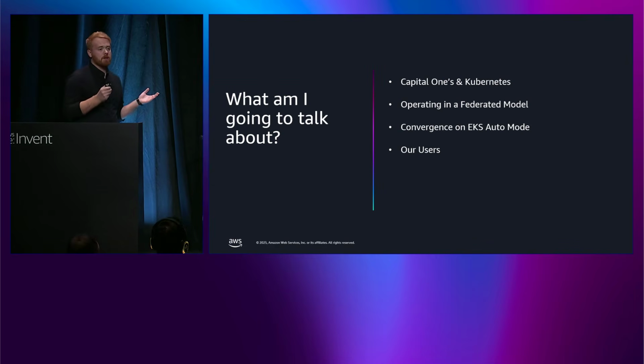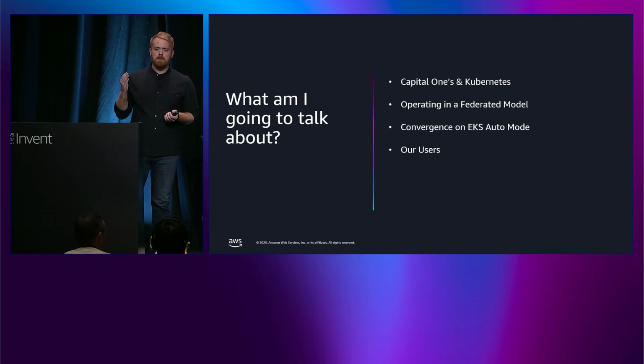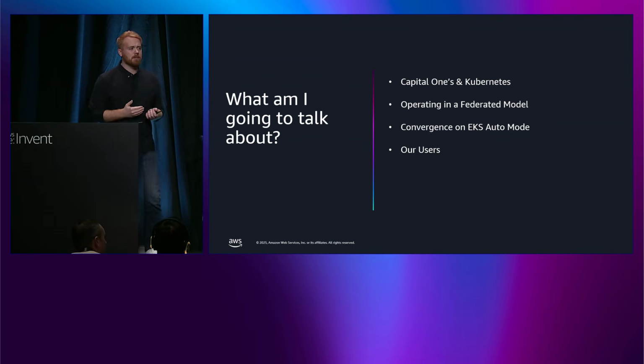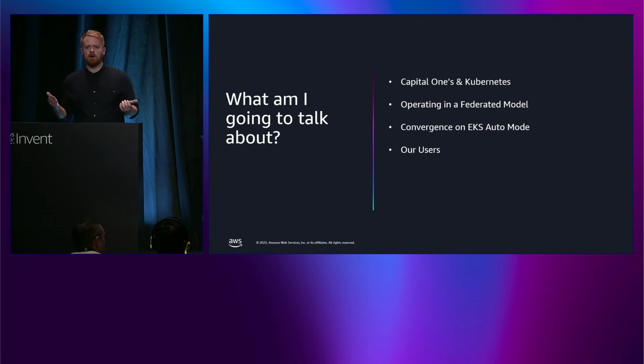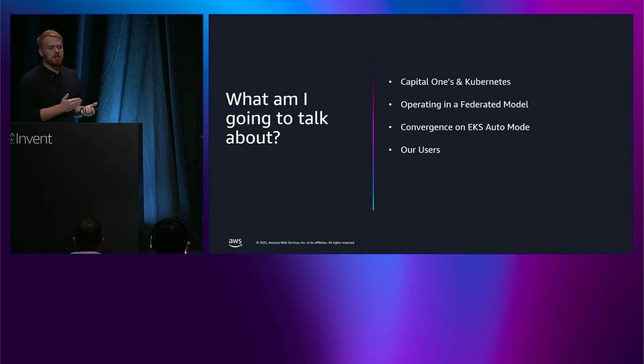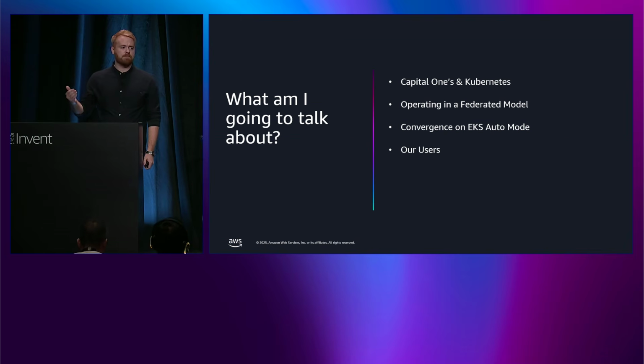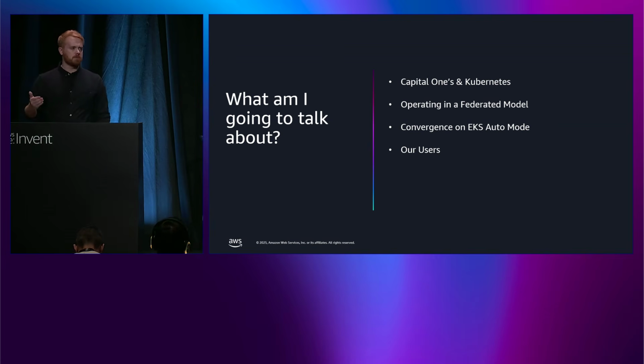So I'm going to talk about a few things today. I think the thing that might be most poignant for all of you is a little bit about our journey. We didn't get here overnight. There's been 10 years of buildup since Kubernetes was released that led us to the decision to adopt EKS Auto Mode. I also want to talk about some of the solutions that we've come up with along the way to make it more palatable to be used in an enterprise such as ours.